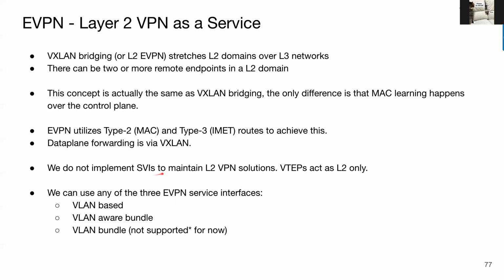Do not turn on any SVIs. This is pure L2 for the first lab. Feel free to use a VLAN-based MAC-VRF or a VLAN-aware bundle. Feel free to do both and look at the differences in what the packets look like. Just remember that you can't cross them.